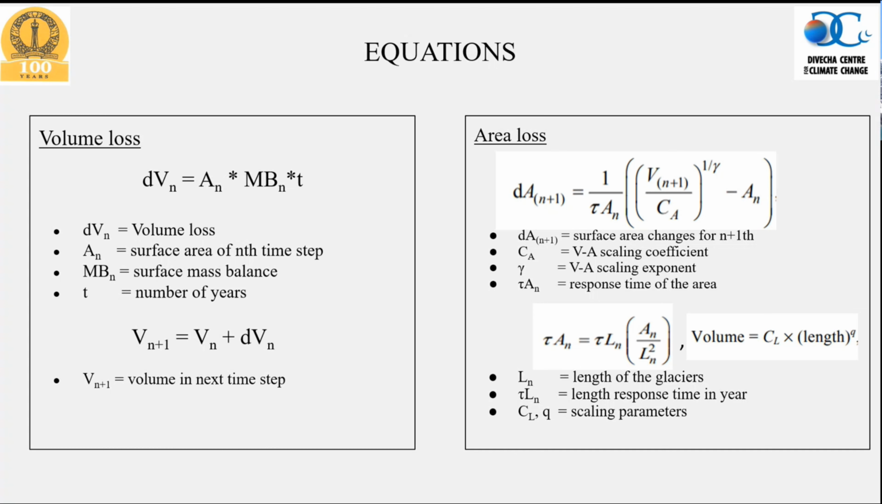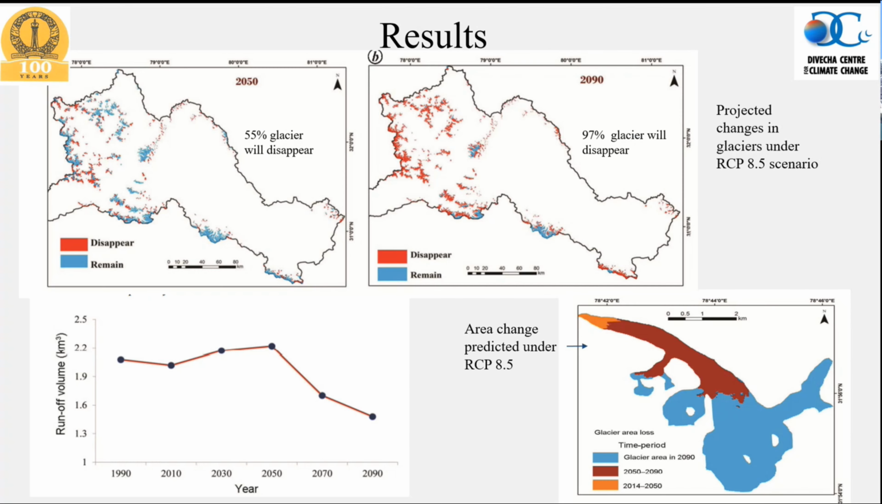You can also estimate the length change, but there is a slight change in methodology. You can see over a period of time, and people have done it. You can apply this to get the result and how much it will change in future. That means if you take the Satluj basin, in case of the RCP 8.5 scenario, so that is the extreme case scenario, 55% of glaciers will disappear, and by end of century, 97% of glaciers disappear.